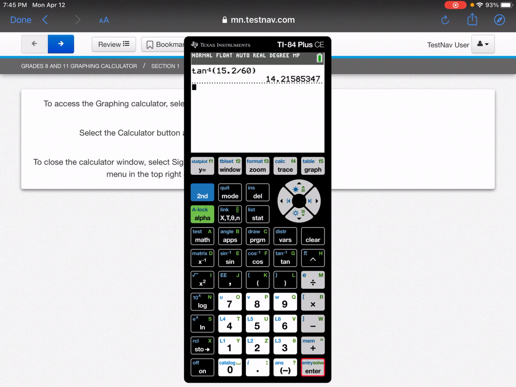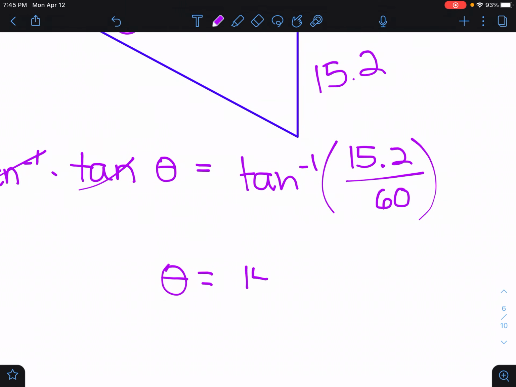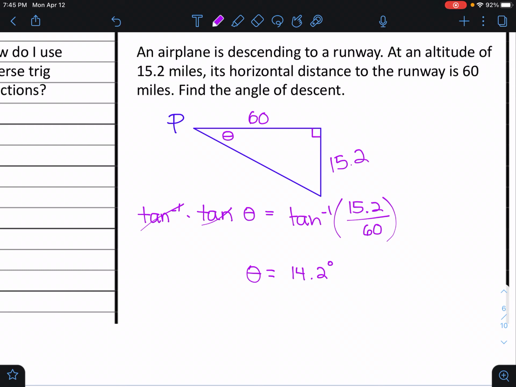We're going to round it to the nearest tenth. And remember, this is an angle, so you're going to put a degree symbol on it. So this is 14.2. Don't confuse side lengths and angles. Side lengths should not have degrees on them, right? So this is 14.2 degrees. So in order for that pilot to land safely, you would say they have to descend at an angle of 14.2 degrees from the horizontal. So that would be my answer.